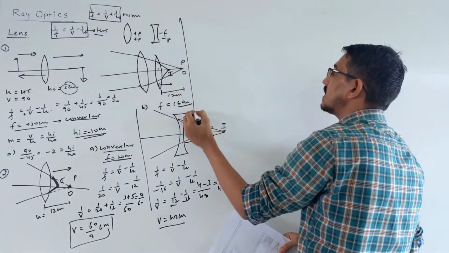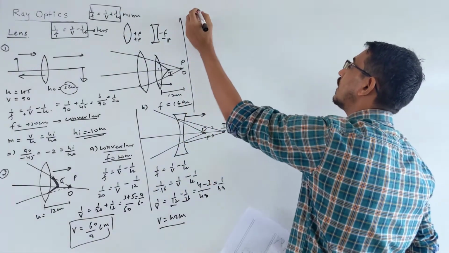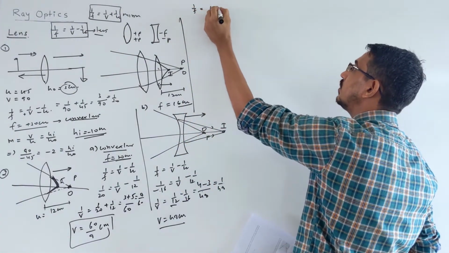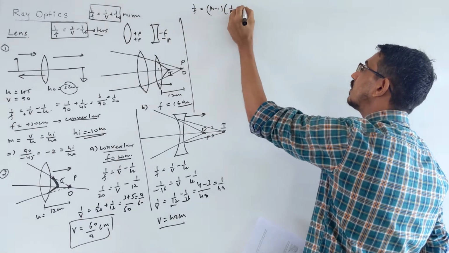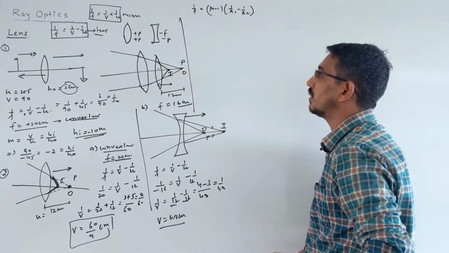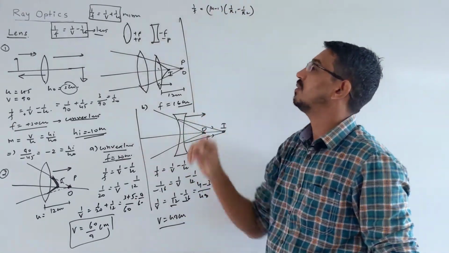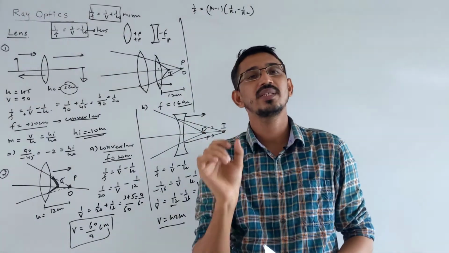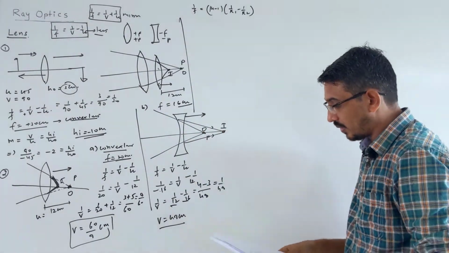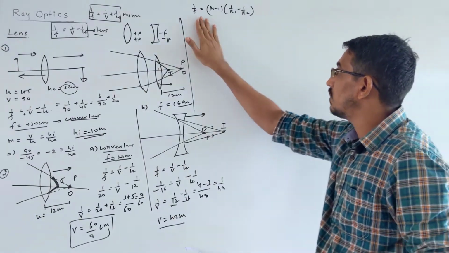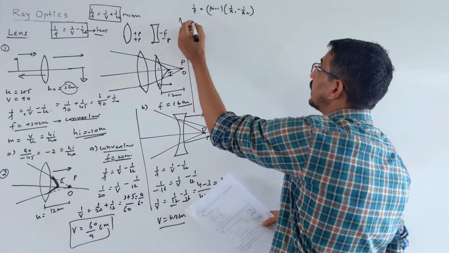the lens maker formula. The lens maker formula is 1 by f is equal to mu minus 1 into 1 by r1 minus 1 by r2. In this formula that term doesn't come because we assume that the lens is very thin. Now look here, you're doing problems on these formulas. Let's start from question number 3 onward.